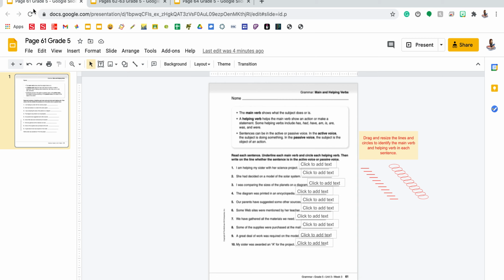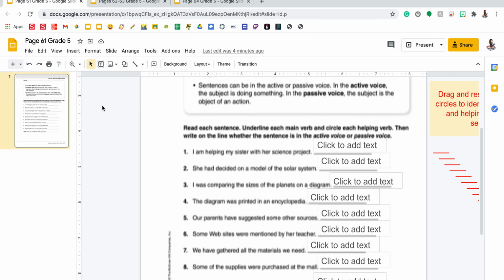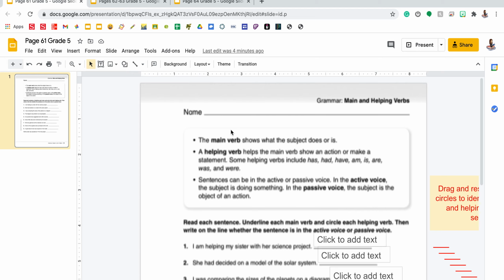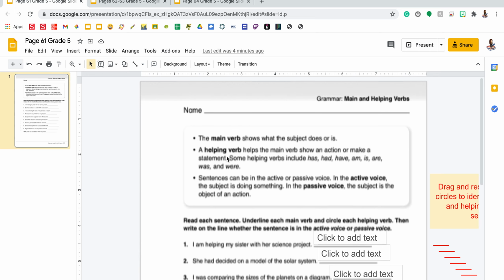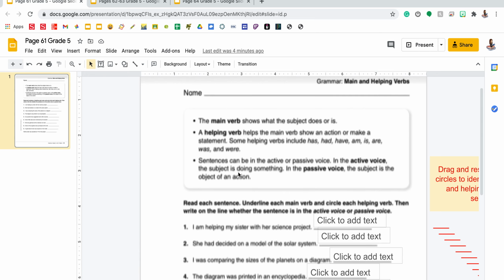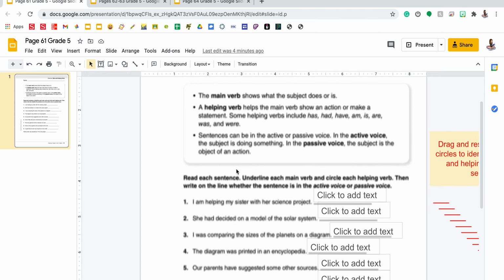Your first page will be assigned and due on Monday. It is page 61. On this page, we're looking at main and helping verbs. The box at the top states that the main verb shows what the subject does or is. A helping verb helps the main verb show an action or make a statement. Some helping verbs include has, had, have, am, is, are, was, and were.